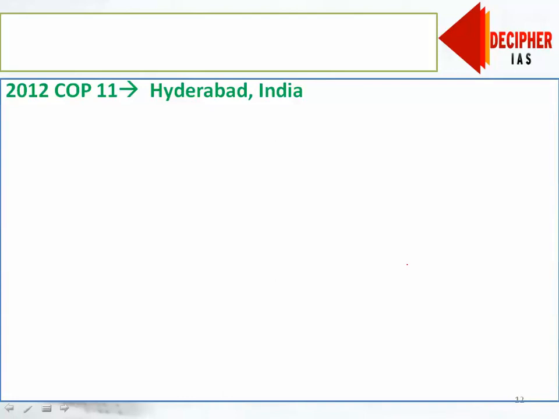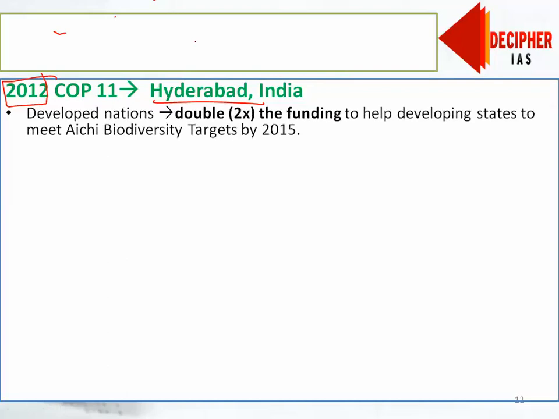Now, coming to the 2012 Conference of Parties, that is COP11. It is the 11th Conference of Parties, and it happened in 2012 in Hyderabad, India. A lot of people came, approximately 8,000 delegates came to India. So these are the outcomes of COP11.